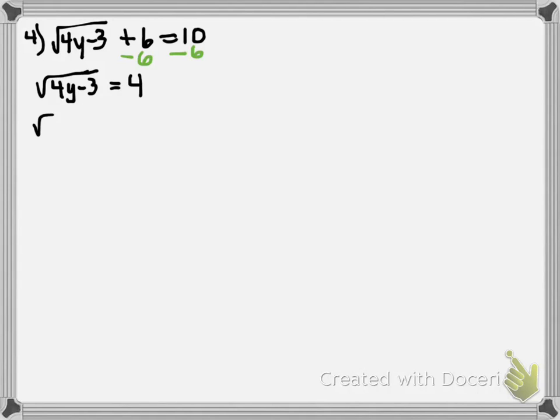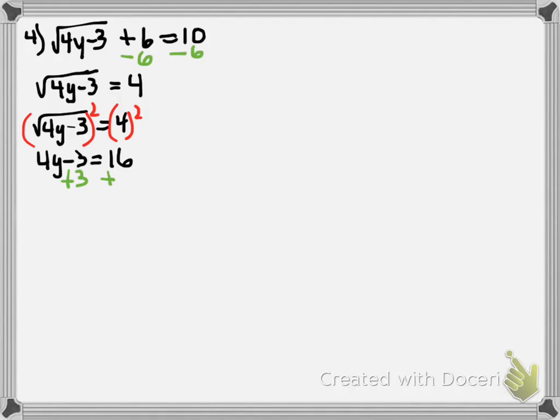I'm going to rewrite that. Now that I've isolated the radical, I can go ahead and square both sides. So the square root of a quantity squared is the quantity, so I get 4y minus 3, and 4 squared is 16. Now this one again doesn't have the variable alone, so I'm going to have to continue to solve this equation like we did back in chapter 3, just doing inverse or opposite operations. So we're going to start by adding 3 to both sides, and we get 4y equals 19. And then we're going to divide both sides by 4, and we have y equals 19 fourths.